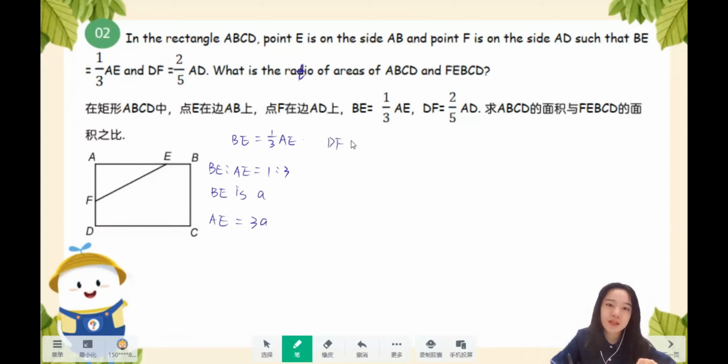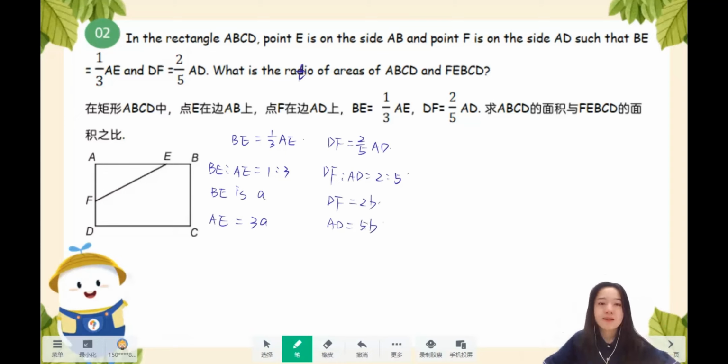Then, because we also know the relationship between DF and AD, we can also convert it into a ratio. The ratio of DF and AD should be 2 to 5. Because DF and AD are on a different side, we had better use a different letter to represent the part. So DF can be considered as 2 parts, which is 2B, and then AD should be 5B. Now we just need to use A and B to represent the area of different parts.